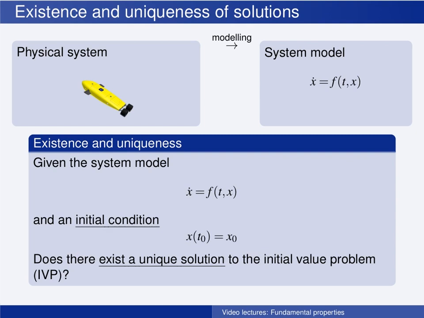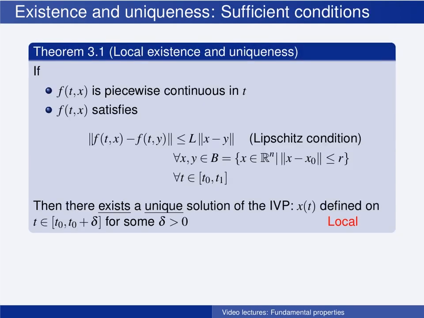We have some sufficient conditions that we can use. Theorem 3.1 states that if the vector function f is piecewise continuous in time t, and f satisfies the Lipschitz condition in the state x, then there exists a unique solution to the initial value problem locally.